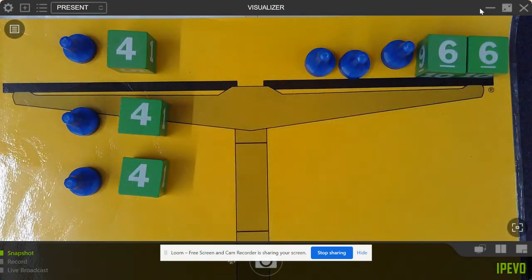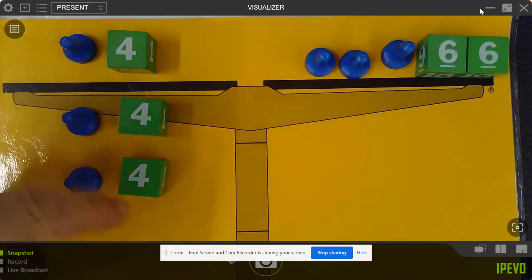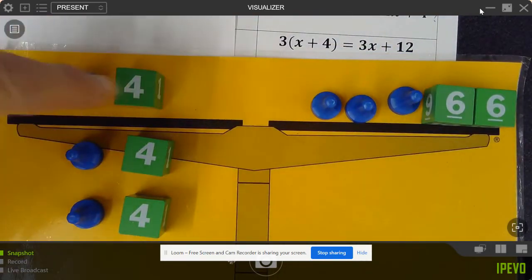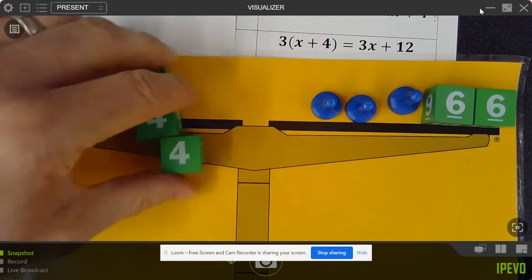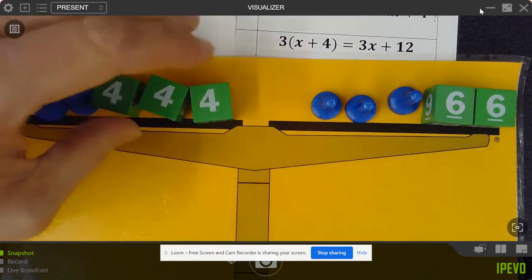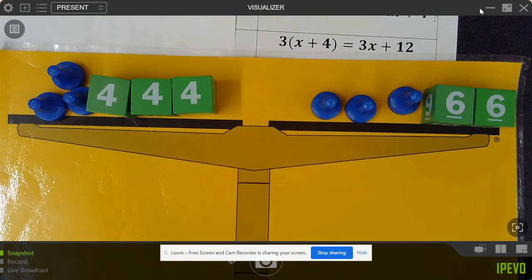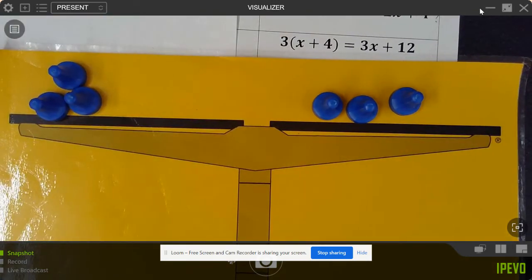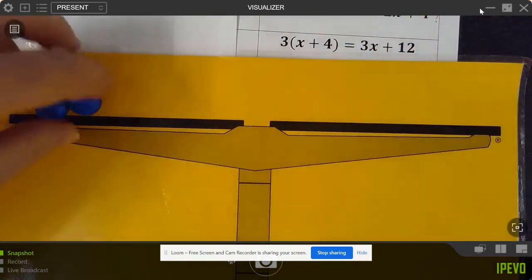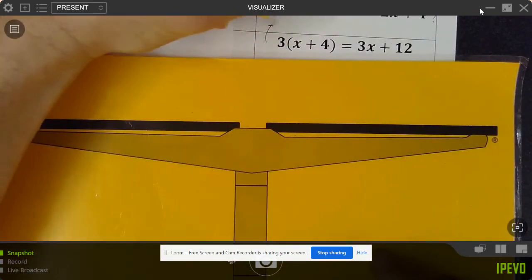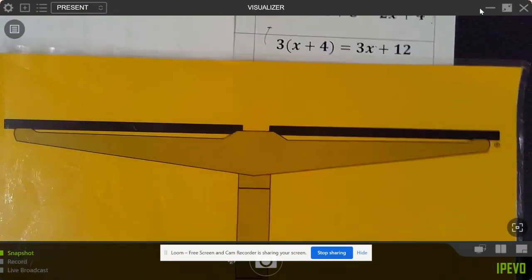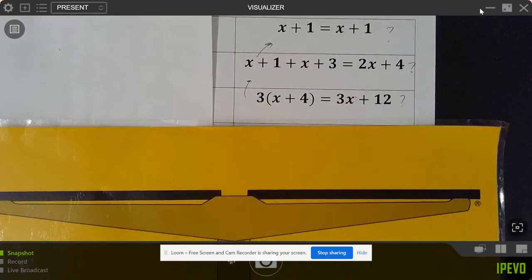All right. Well, 3 groups of x plus 4 is really the same thing as 3x plus 12. 4 plus 4 plus 4 is 12. So if I take 12 off of this side, here's 12. Now, again, I'm going to take my x's, but again, all the x's go away. So we have the same thing. Even though these didn't even look the same, they wound up, everything just canceled out. Everything's gone. So again, we have this weird situation where sometimes all the variables and all the constants go away.